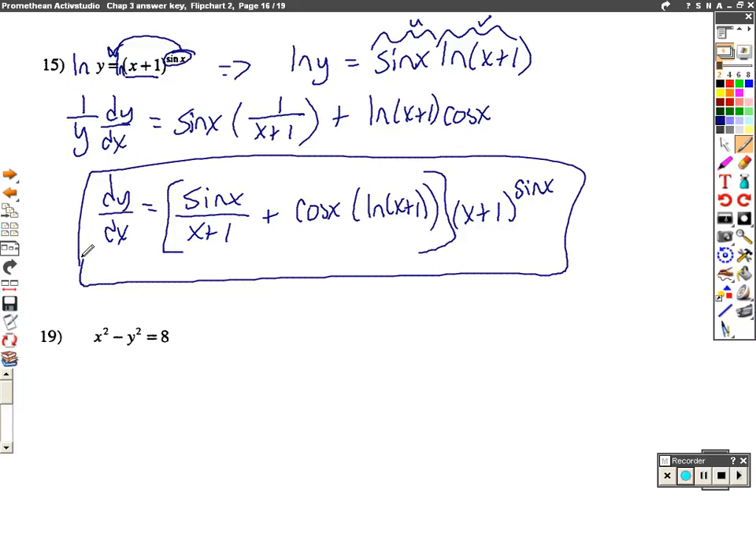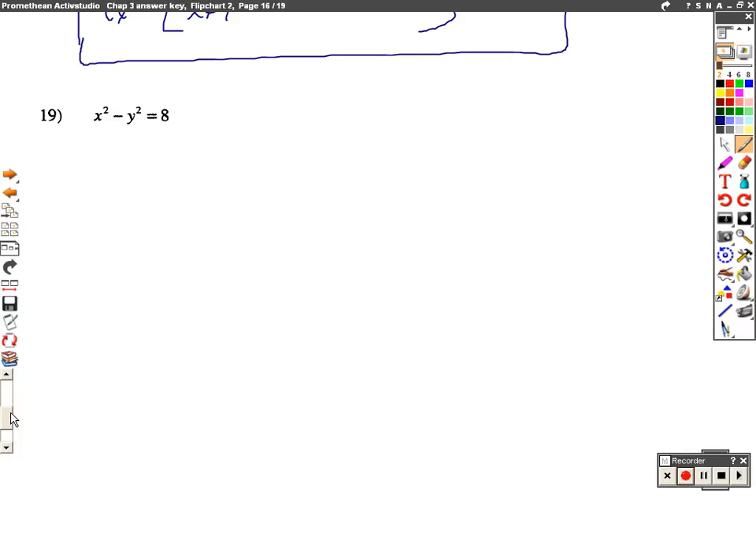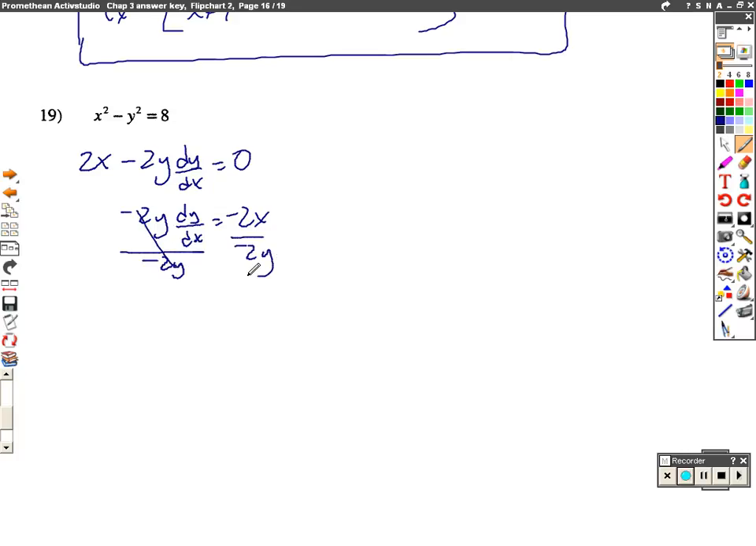Alright, number 19. I think the difference here is they want you to take the second derivative. So we've got lots of room here. We need to do it implicitly because there's no explicit y equation. We've got 2x, we just took the derivative of x, minus 2y dy dx equals 0. Solve for dy dx by subtracting the 2x, dividing both sides by the negative 2y, and we get an expression that dy dx is equal to x over y.